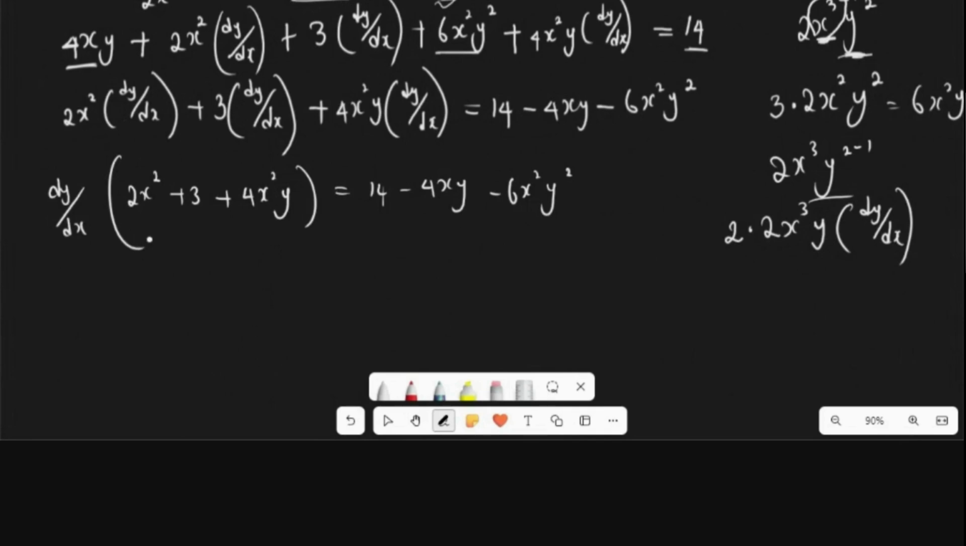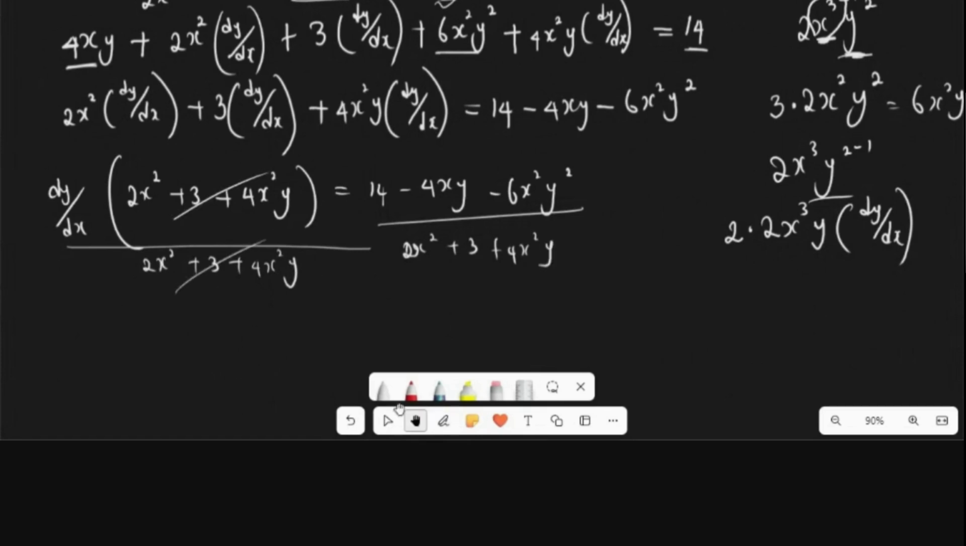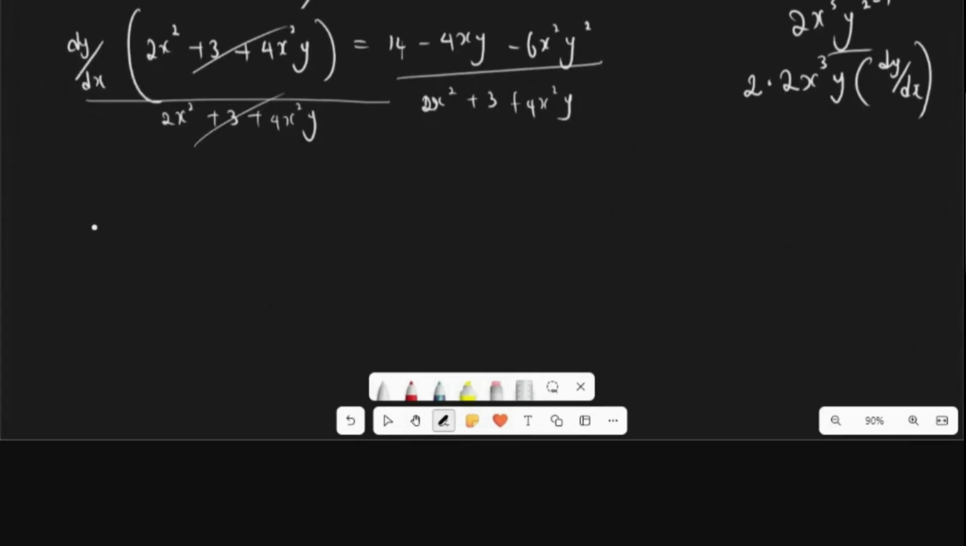So the next step is to divide both sides by 2x squared plus 3 plus 4x squared y, because we're looking for dy over dx. We're finding the derivative, right? Divide the same thing here. So this cancels this. So automatically, we have our final answer. dy over dx is equal to 14 minus 4xy minus 6x squared y squared over 2x squared plus 3 plus 4x squared y.